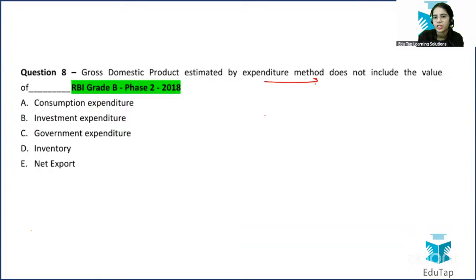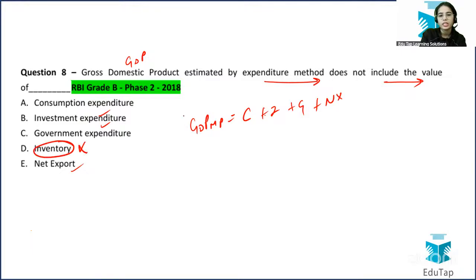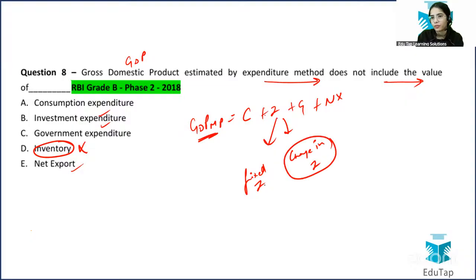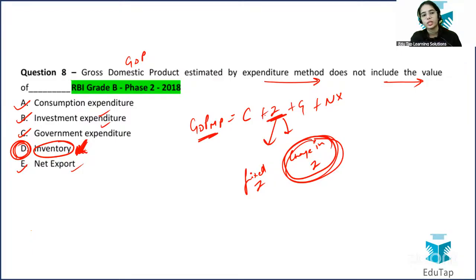Gross domestic product estimated by expenditure method does not include the value of imports. Imports are excluded. So GDP at MP calculated through the expenditure method includes the consumption expenditure, investment expenditure, government expenditure, and net exports. Inventory is not included in GDP at MP because in the investment you have fixed investment and change in inventories, not total inventories. So A, B, C, and E are included in the GDP at MP. Change in inventories is included in the investment itself. Total inventory is not included, only the change in inventory is included. So D is the answer here because it is not included in the GDP at MP.